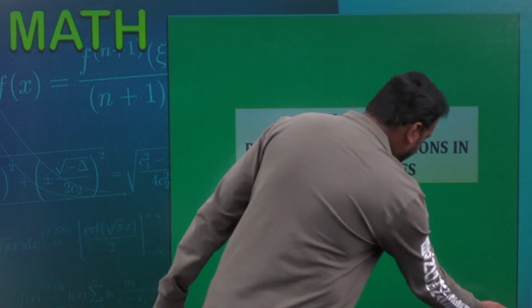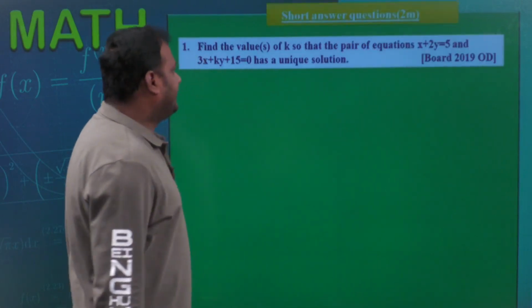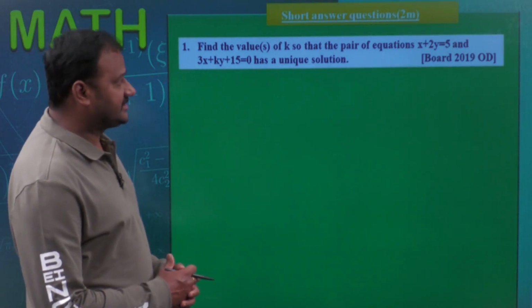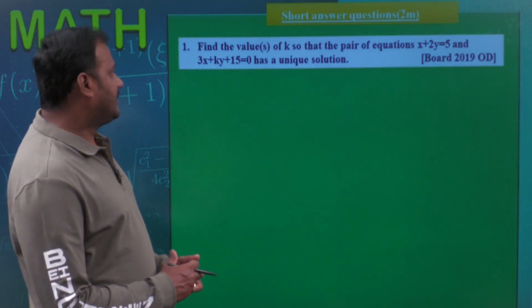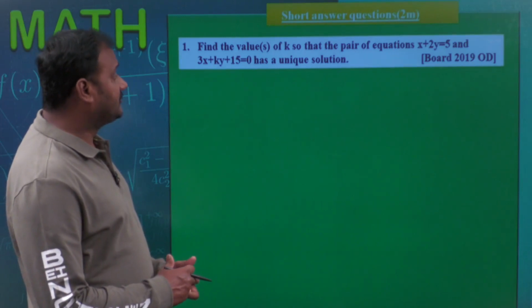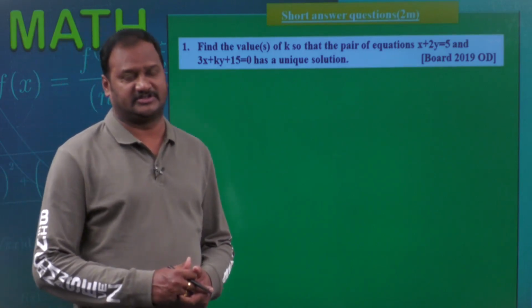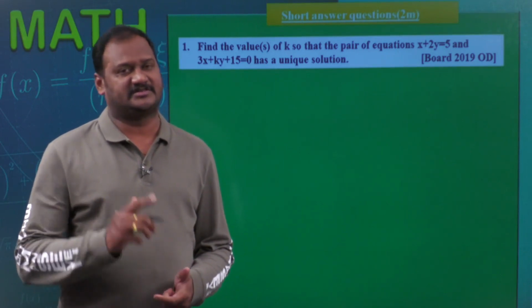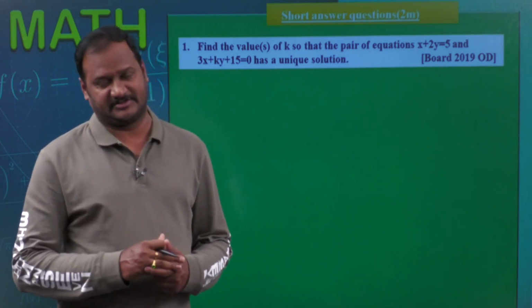The very first problem given here is: find the value or values of k so that the pair of equations x plus 2y equal to 5 and 3x plus ky plus 15 equal to 0 has a unique solution. What do you mean by unique solution? Unique solution means a single common solution.